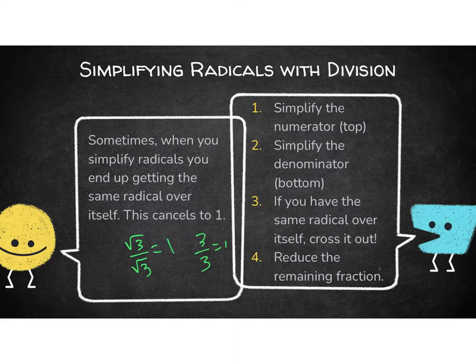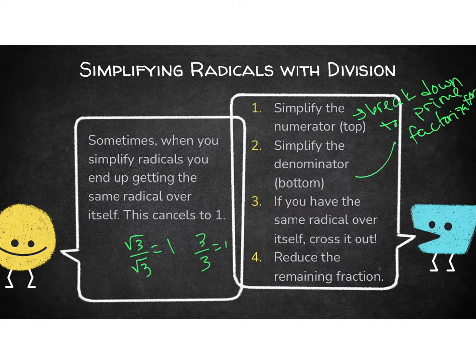So when we're simplifying radicals with division, we want to simplify the top, meaning break it down to prime factorization. And then same thing with the bottom. Okay, break it down to the prime factorization. If you have a radical over itself, cross it out. And then you have to reduce the remaining fraction.